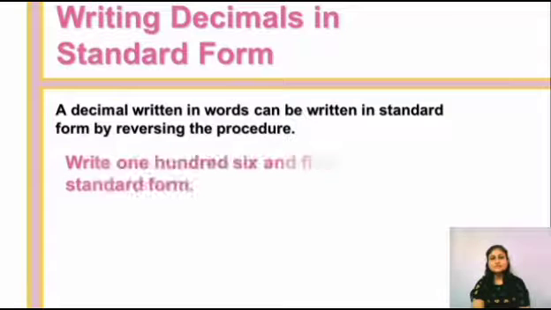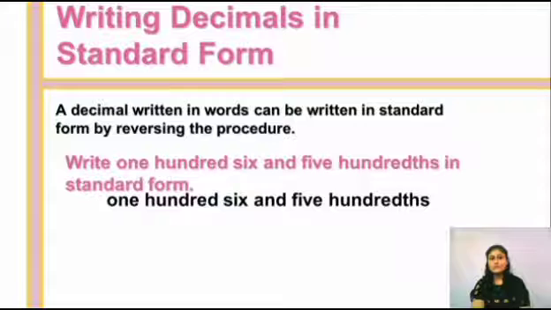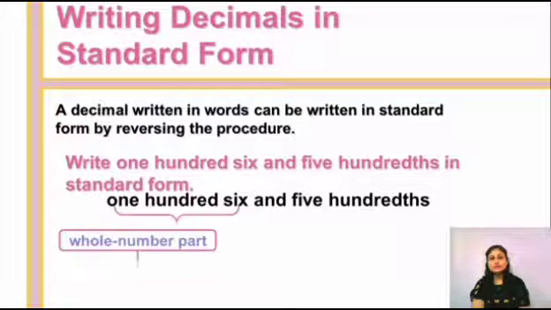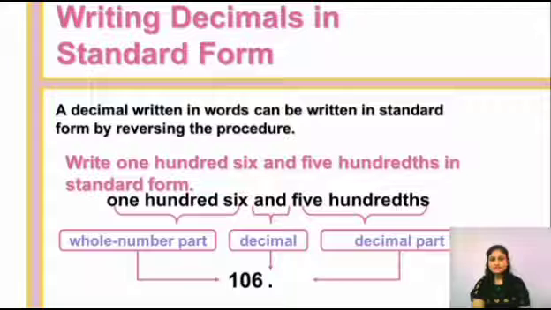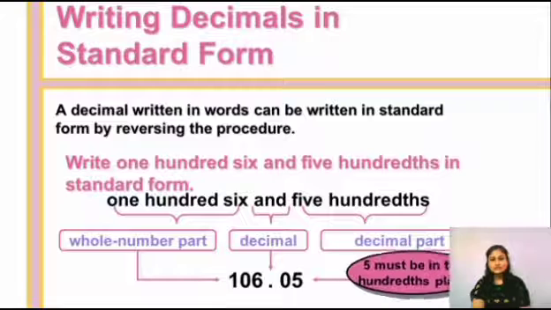Writing decimals in standard form. A decimal written in words can be changed to standard form by reversing the procedure. Write 106 and 5 hundredths in standard form. First, we write the whole number part 106, then the decimal point, and then 5 hundredths. With that, we use 0 in the tenths place, and then we write 5 in the hundredths place.